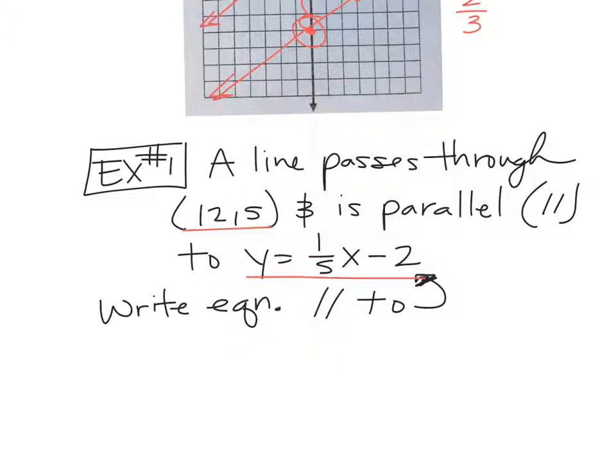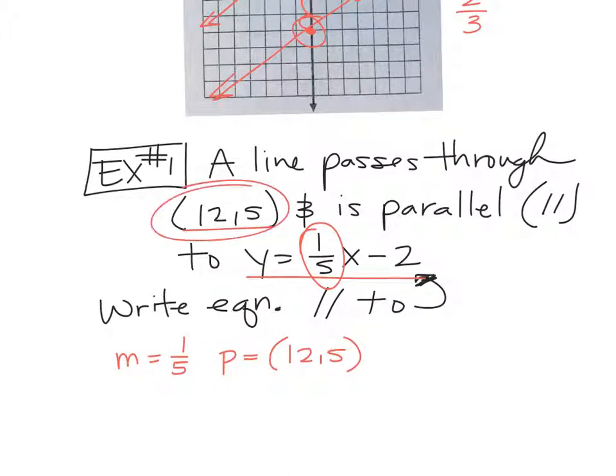Now, we said if lines are going to be parallel, what were the two things? Same slope, different y-intercept, okay? So the y-intercept you won't really have to worry about. The slope is what we want to pull out. So what is our slope going to be? 1/5, right? It's this number right here. So my slope is going to be 1/5. My point that we're using is going to be 12, 5. Okay, that's what they gave us up here.